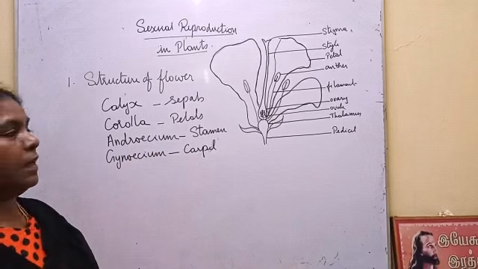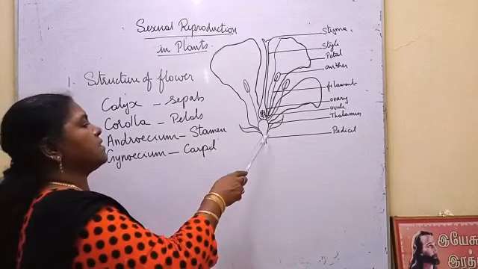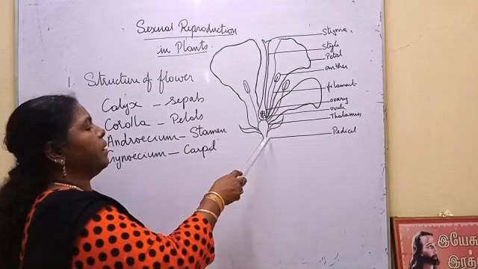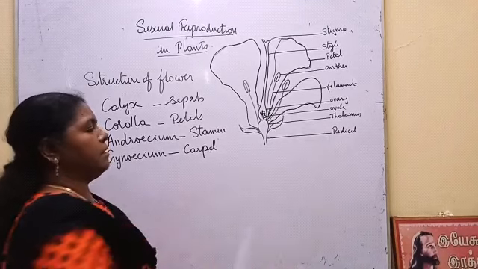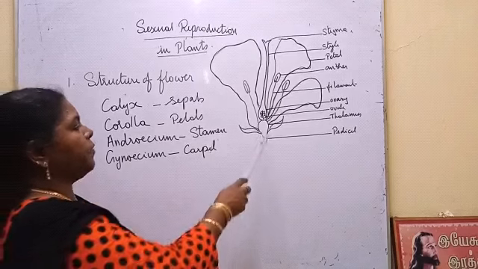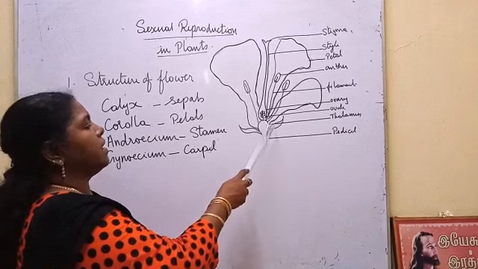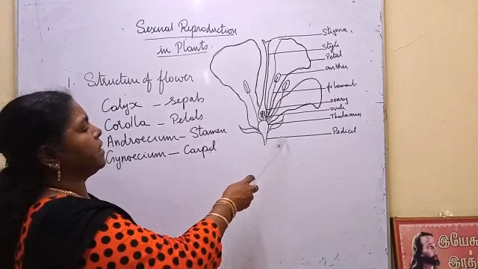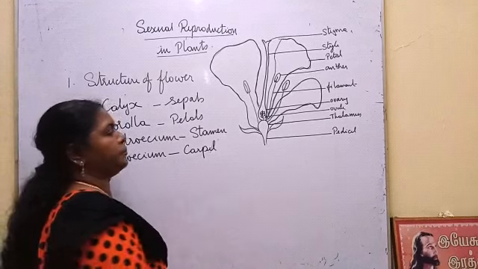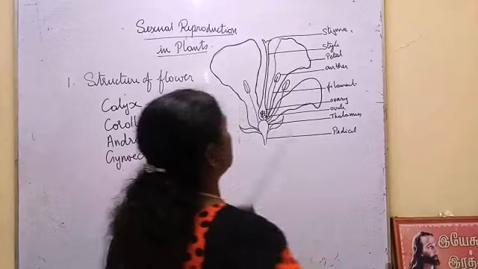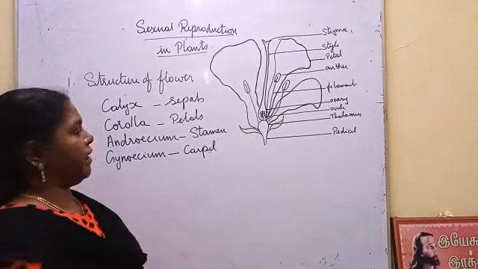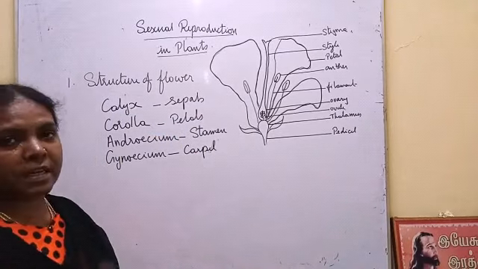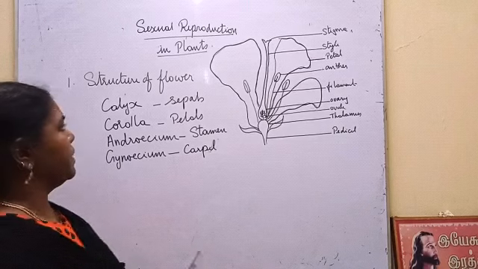Structure of flower. Each flower is connected with the stem by a stalk called pedicel. The tip of the pedicel is bulged, and this swollen portion of the tip of the pedicel is called thalamus. On the thalamus, 4 whorls are arranged. Already from 6th standard you have been studying the structure of flower.